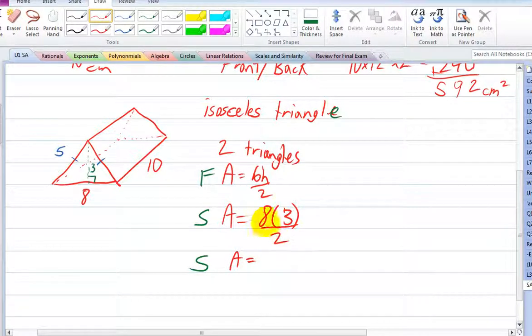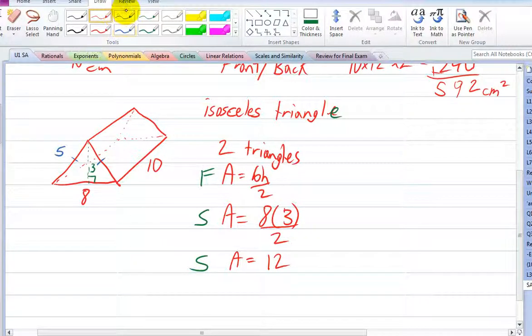Now, you can go 8 divided by 2 at the beginning to give you 4, and 4 times 3 gives you 12. Or you could go 24 divided by 2, which is 12. It's your choice on when you want to divide by 2. Sometimes dividing early helps you. So, are we done?